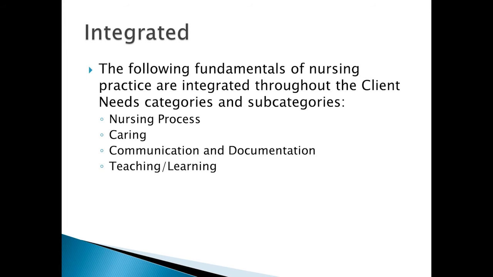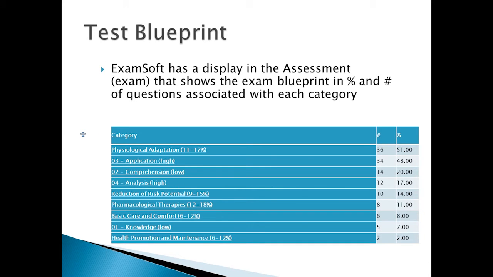So ExamSoft has a display in their assessment or in the exam that shows the exam blueprint in percent and numbers of questions associated with each category. So as you can see, since we built the percentages with each client needs category, you can see that physiological adaptation is 11 to 17%, which is the way that the NCLEX exam is built. And if you look to the right on this specific snapshot, there were 36 questions in this category, which was 51% of the exam. Now that's not within the expected parameters in this example, but you get the idea.